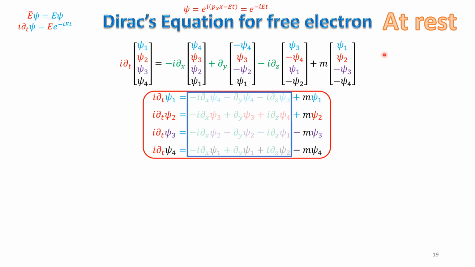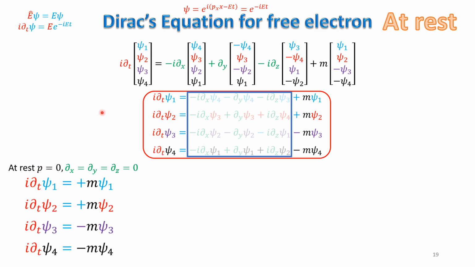And as the electron is at rest, the restriction offers that the partial derivative with respect to x, with respect to y, with respect to z is equal to 0, because the momentum is 0, so the slope is 0. Therefore, the reduced equation I have written here.